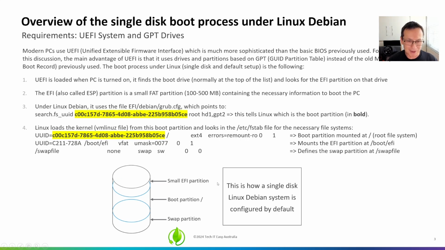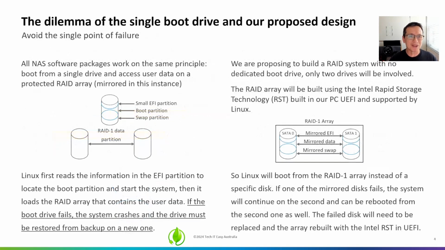So just to summarize, you've got three sections. You get the main EFI, the small EFI partition to guide the boot process. Then you've got the boot partition where all the system is loaded, and the swap partition. So that's fine in the single boot drive environment, but what happens when you buy a NAS appliance or when you install NAS software, they all use the same principle.